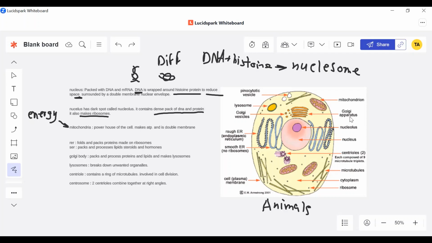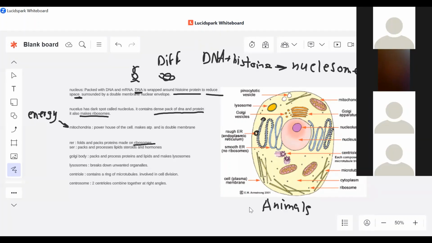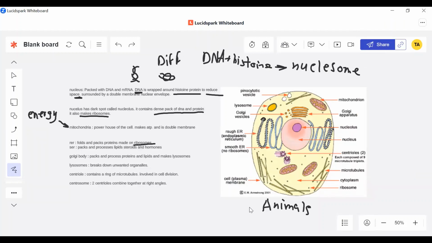Now comes the rough endoplasmic reticulum, or what I call RER. The reason that it's rough is because it contains ribosomes. So these small dots that you see on the rough endoplasmic reticulum is ribosomes. So the role of the rough endoplasmic reticulum is that it folds and packs proteins made on the ribosomes. So the proteins that are produced on the ribosomes will be packed and folded on the rough endoplasmic reticulum. That was the role of rough endoplasmic reticulum.